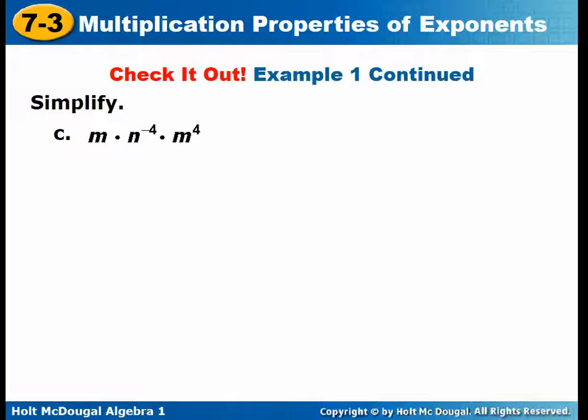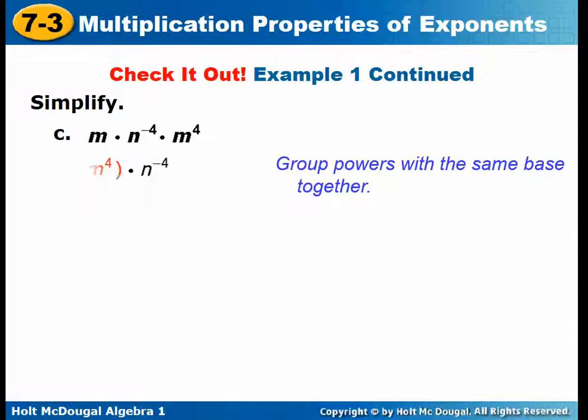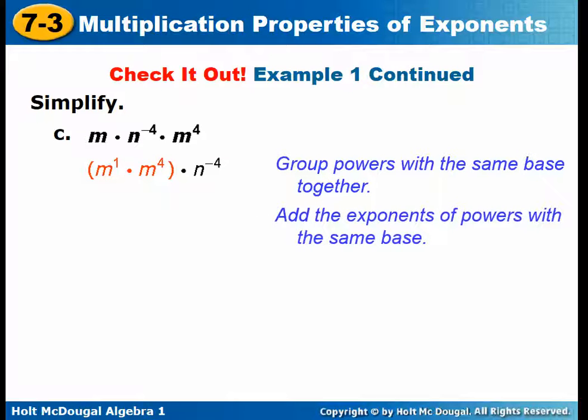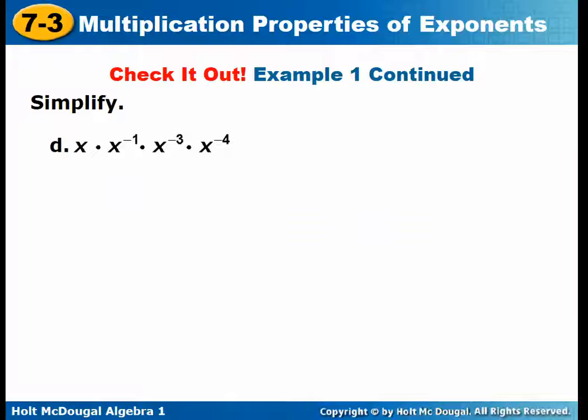All right, here's another example just for you to practice. So try this and then check your answer. You should have got m to the 5th, n to the negative 4th, or you could write that as m to the 5th over n to the 4th, because then you'd keep the rule of no negative exponents. So some of what you learned in 7.2 you will apply to this lesson as well. Okay, try this one and then check your answer.